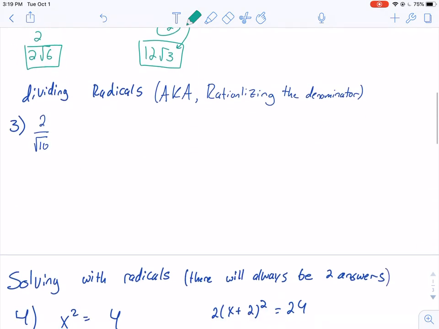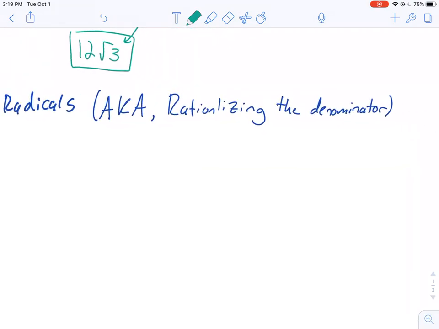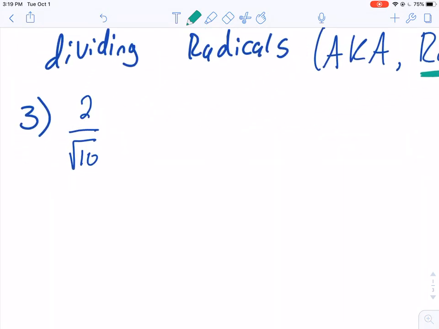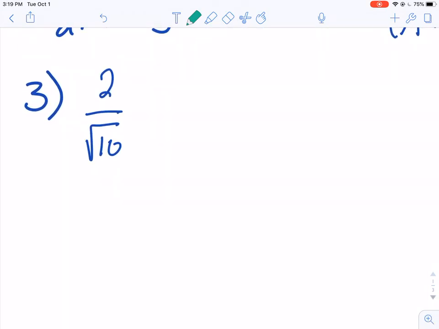The next one I want to look at is dividing radicals, also known as rationalizing the denominator. This is something that we'll use a couple times this year, and it'll show up randomly, and you'll be like, oh yeah, I remember how to do that. So, rationalizing the denominator. In order to do this, we have to get this radical out of the bottom. The best way to do that is to make it a perfect square. The easiest way to make it a perfect square is to multiply it by itself, right?